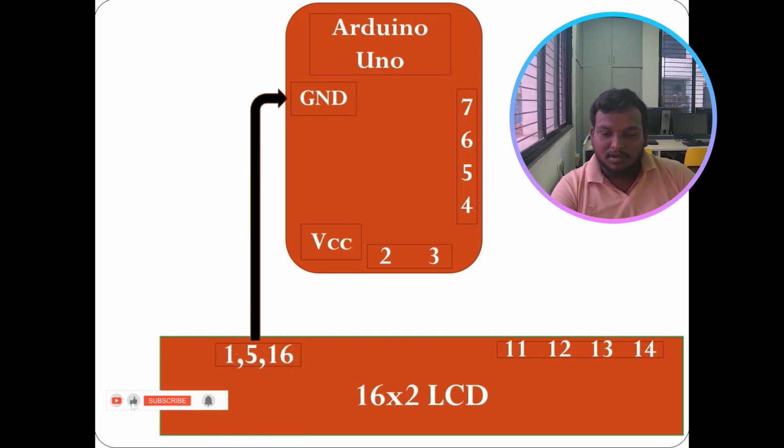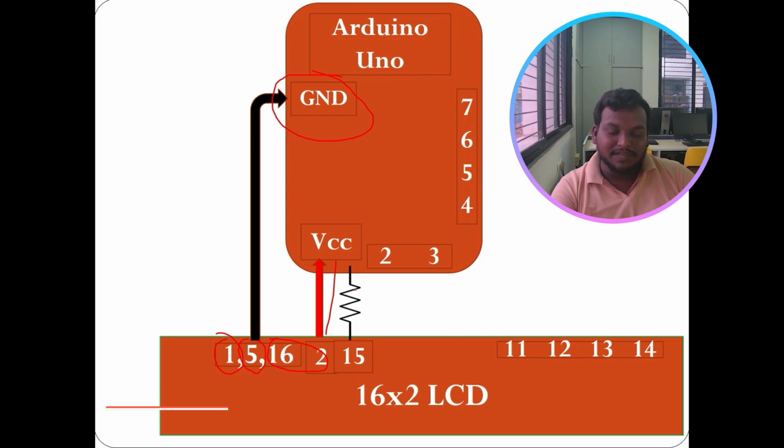So first, pin number 1, pin number 5, and pin number 16 are directly connected to ground, and pin number 2 is connected to VCC, and pin number 15 is also connected to VCC with the help of a resistor, and pin number 4 and pin number 6 of the LCD are connected to Arduino pin number 2 and pin number 3.